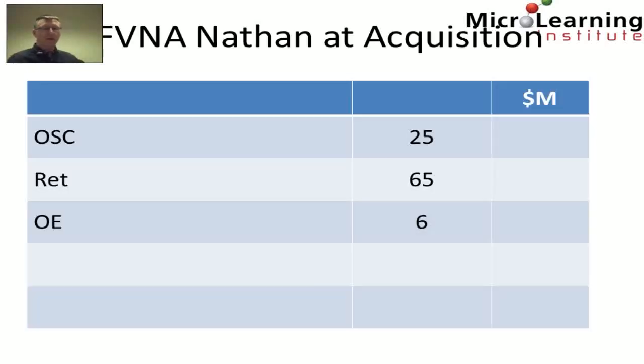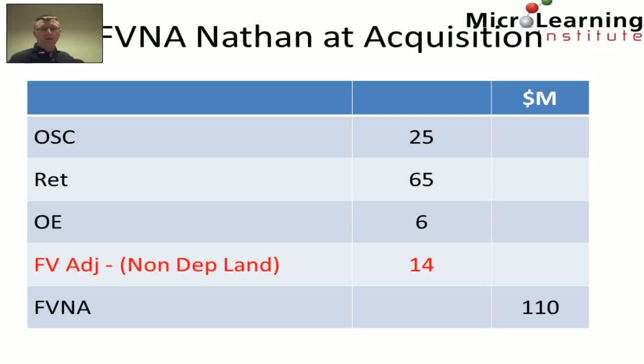So we're told in the question that at the date of acquisition, the ordinary share capital, the retained earnings and the other components of equity of Nathan were $25, $65 and $6 million respectively. We're also told that the fair value of the net assets of Nathan at acquisition were $110 million. So as a balancing figure, we can conclude that there was a fair value adjustment needed in order to bring the net assets of Nathan into the group accounts. And we're told in the question that this fair value adjustment relates to non-depreciable land.